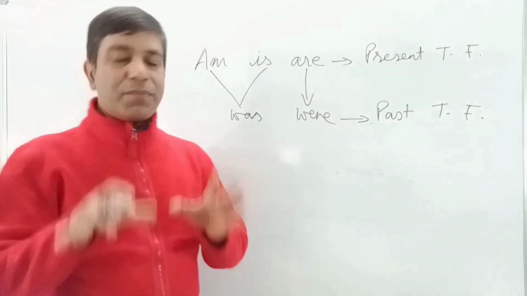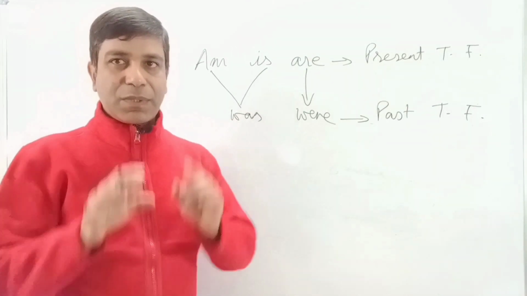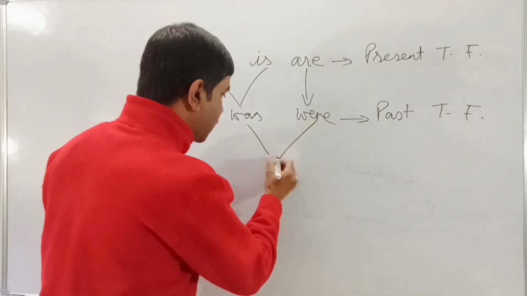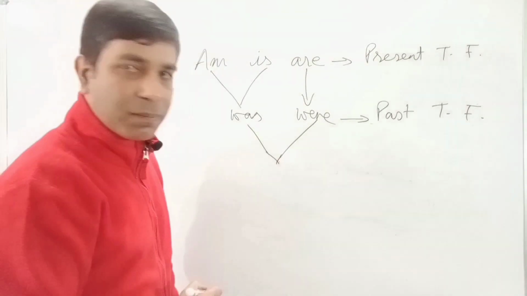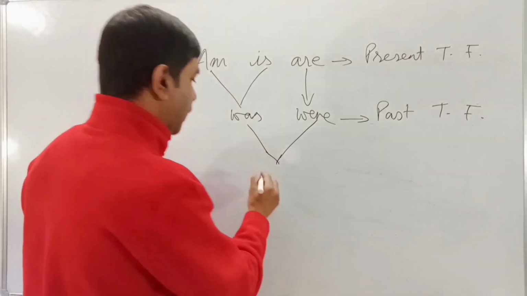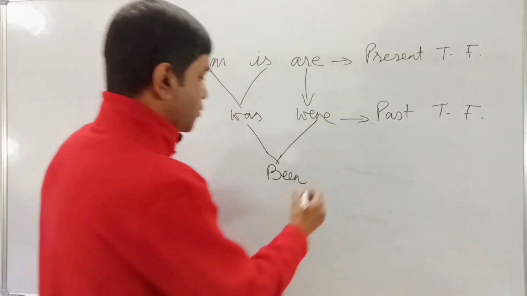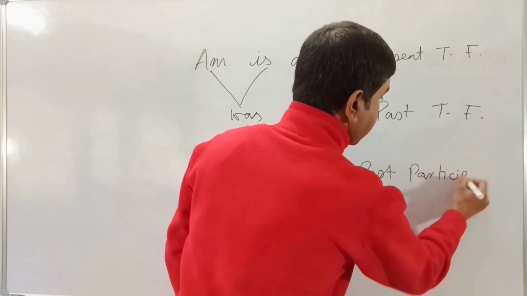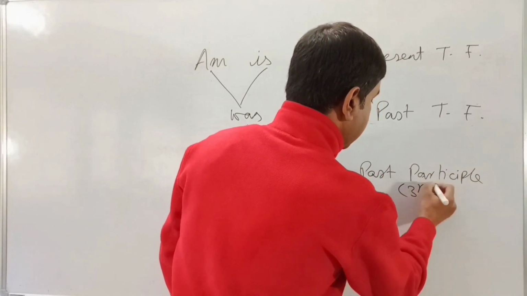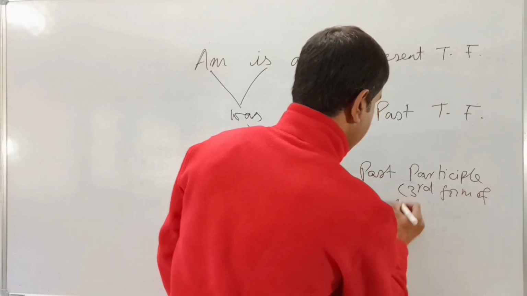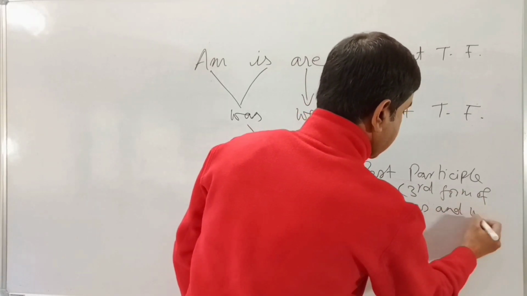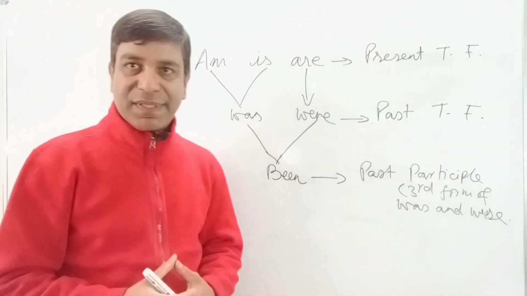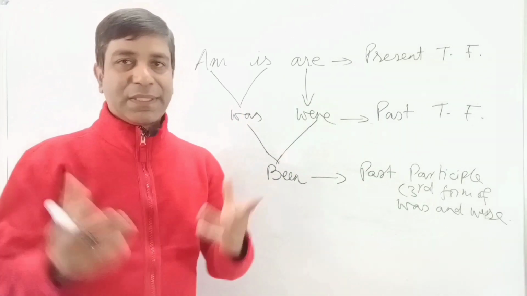Now, there are three forms of verbs. All verbs have three forms: present, past, and past participle. So when you change was and were into past participle form, the third form of verb, they become been. So been is the past participle, or third form, of was and were. It's very simple. You can take a screenshot of it for your better understanding.